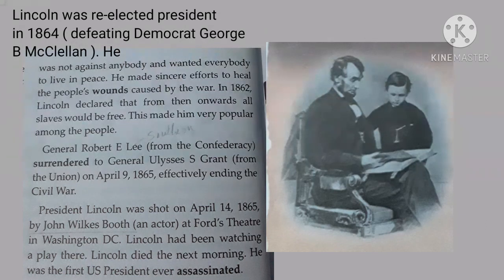or the civil war was over. Unfortunately, in 1865, President Lincoln was shot by John Wilkes Booth, an actor at Ford's Theater in Washington, D.C., as he was watching a drama or a play. Lincoln was the first president who was murdered or assassinated for political reasons.